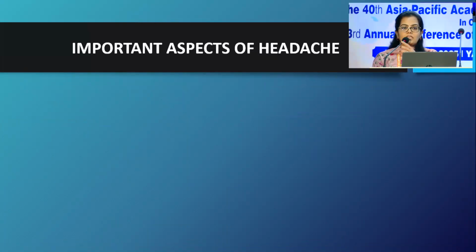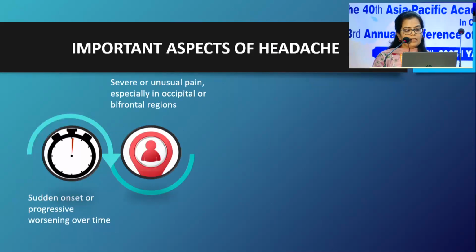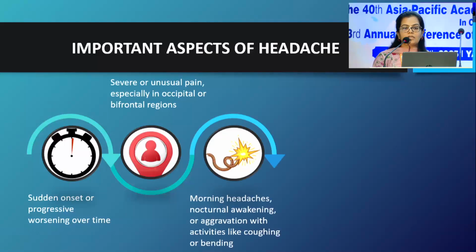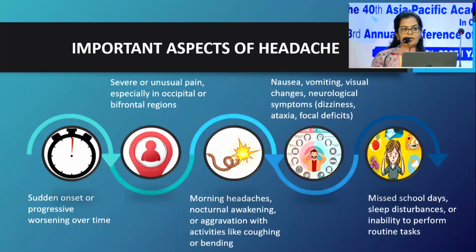So what are the important aspects of headache that we should be aware of? We should know what is the onset and duration, whether it is sudden in onset or progressively worsening over time. The location and the character of headache is very important, whether it's severe or unusual pain, especially in the occipital or bifrontal region. The triggering factors and the timing, like morning headaches, nocturnal awakening, aggravation with activities like coughing and bending, any associated symptoms like nausea, vomiting, visual changes, neurological symptoms, and if the daily routine activity is getting disturbed, like child is missing school, if there is any sleep disturbance or inability to perform routine tasks.